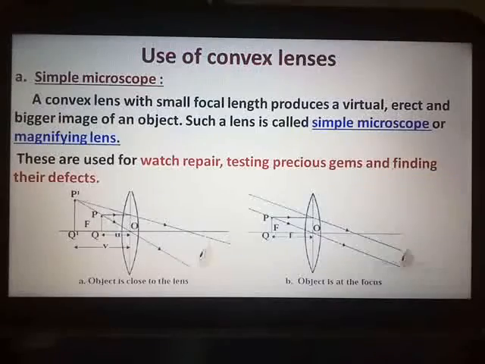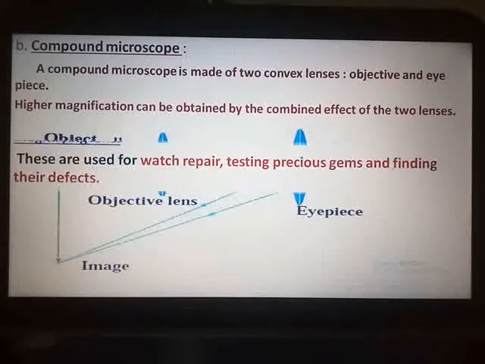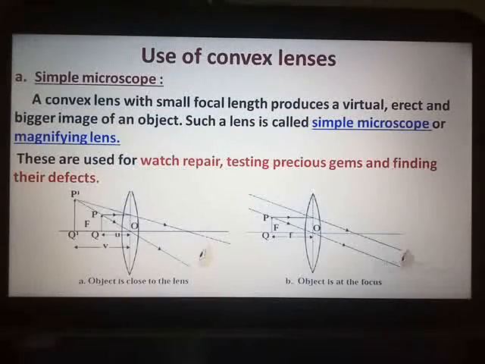The first use is simple microscope. The second use is compound microscope. Third, telescope. That part they have removed from the syllabus. And the fourth is optical instruments. Let us see the first use, simple microscope.